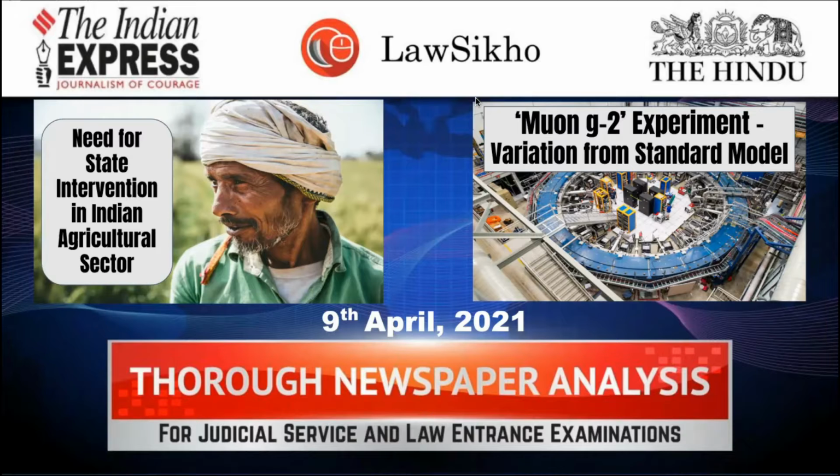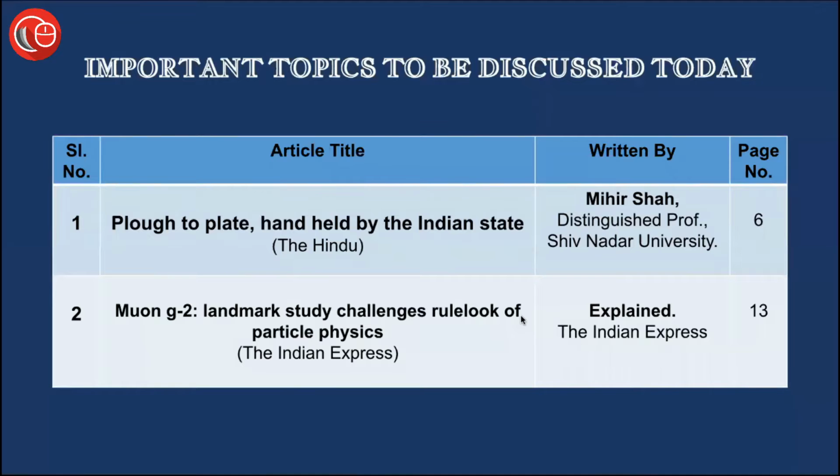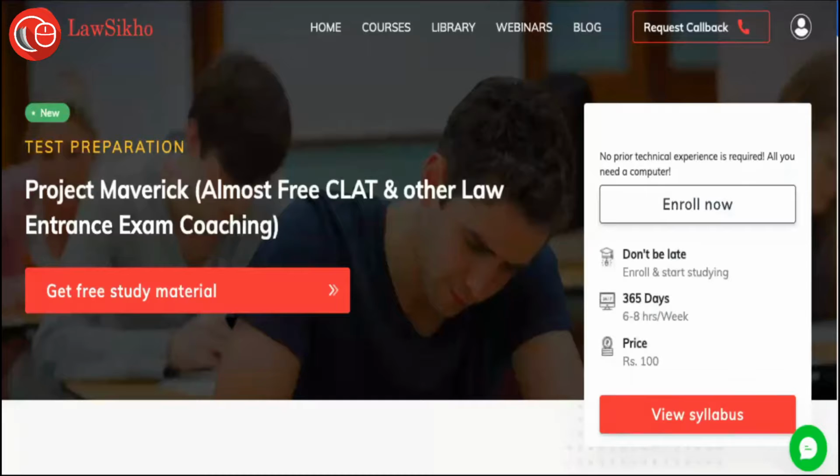Today, we'll discuss important articles from the newspaper of 9th April 2021. We have two important articles for the day. The first is Plough to Plate, hand held by the Indian state. It is an article from the Hindu newspaper. The second is Muon G-2 Landmark Study Challenges Rulebook of Particle Physics. It is an article from the Indian Express.